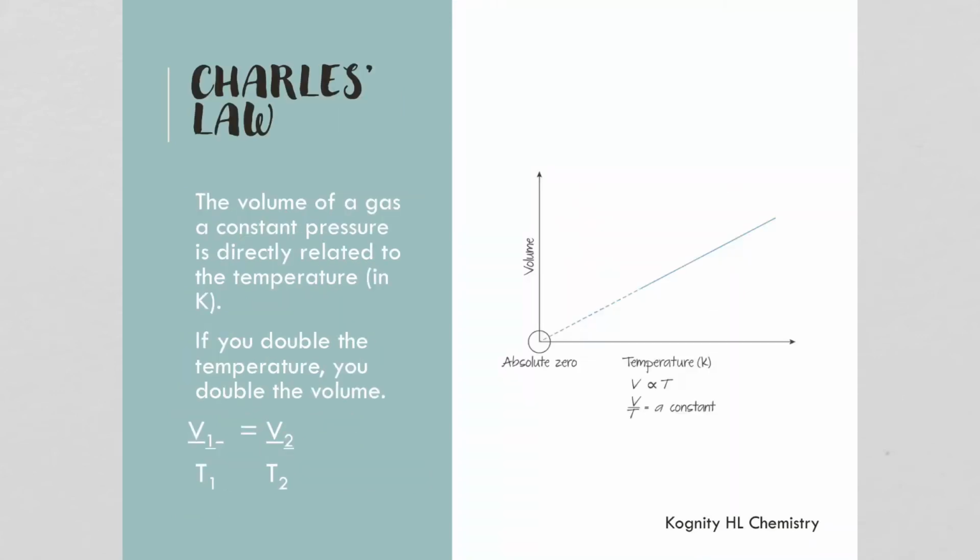So Charles' law states that the volume of a gas at constant pressure is directly related to the temperature in Kelvin. So if you double the temperature, you double the volume.